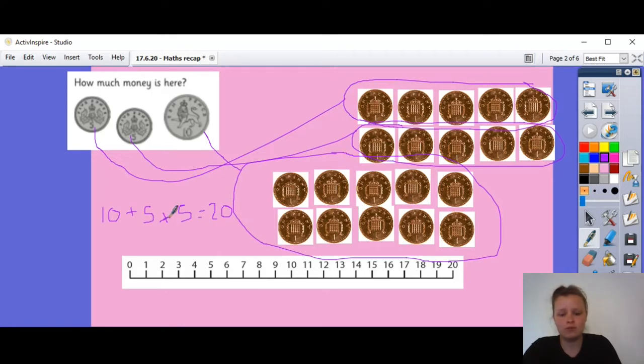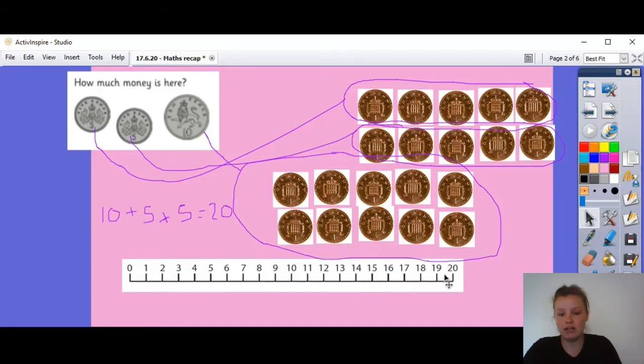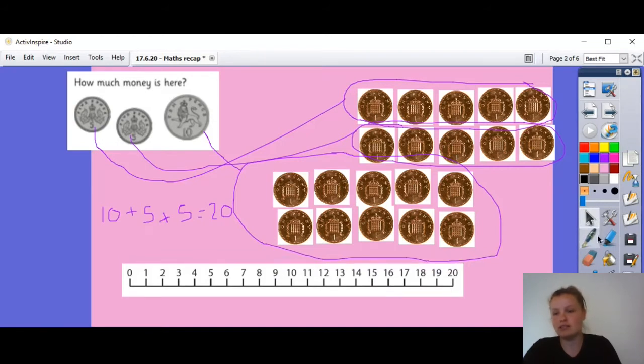But it's quite difficult to write on a mouse with your finger, okay? So we know that this 10p and this 5p and this 5p are the same as 20, okay? So we could have done it using this number line here. So let's try it together, okay? So if I know I've got 10, I'm going to start at 10, okay? Now, I'm starting at 10. Okay, so I need to add 5 to that 10.